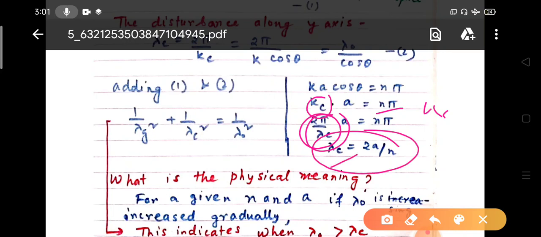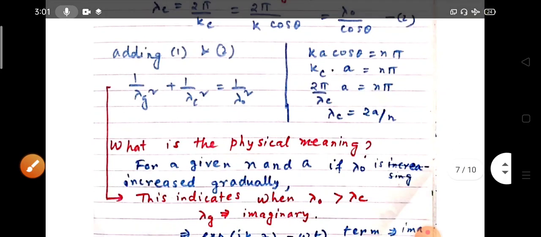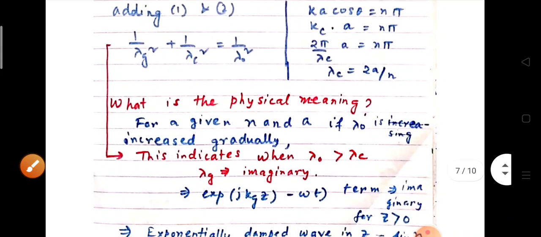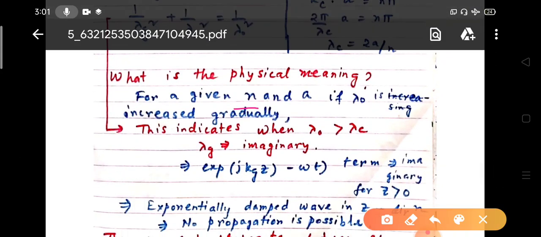So the wavelengths are also allowed only by certain n values, where n takes discrete integer values. So the wavelength is also not continuously allowed. It is allowed with some discrete values. So what is the physical meaning for a given n and a, that is the dimension of the planes, or separation between the conducting planes?